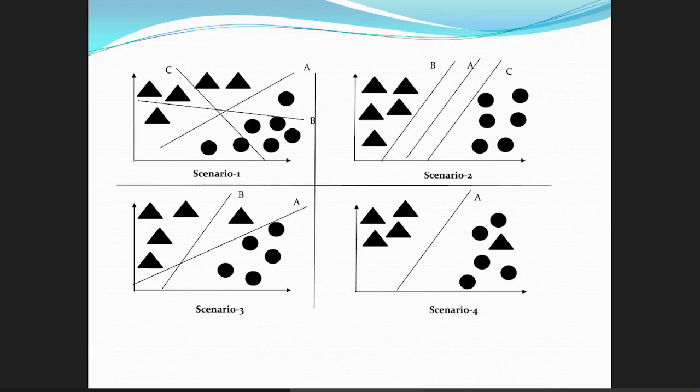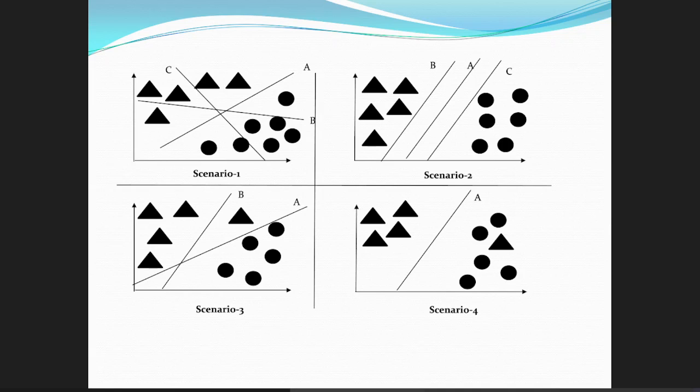Now we have four scenarios. In these four scenarios, we are basically drawing a hyperplane, and based on that we can say which is better and which is not. In scenario 1, we have three hyperplanes A, B, C. A is the best one. In scenario 2, again we have three hyperplanes. A is the best one. In scenario 3, A is the best one.